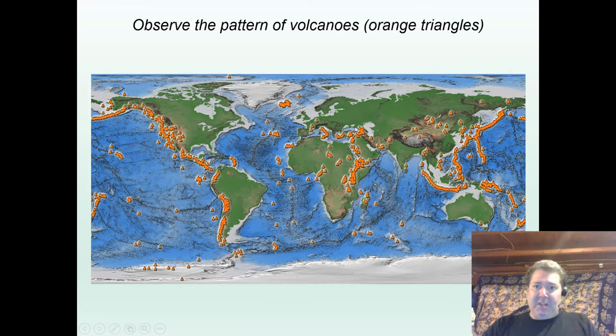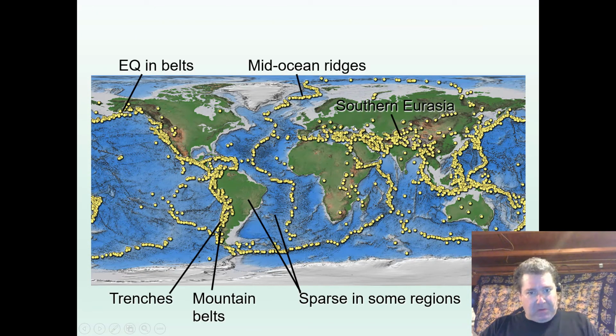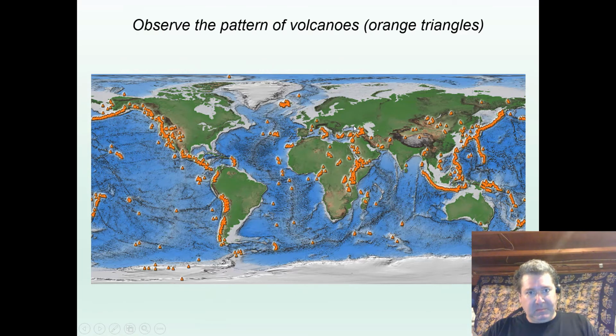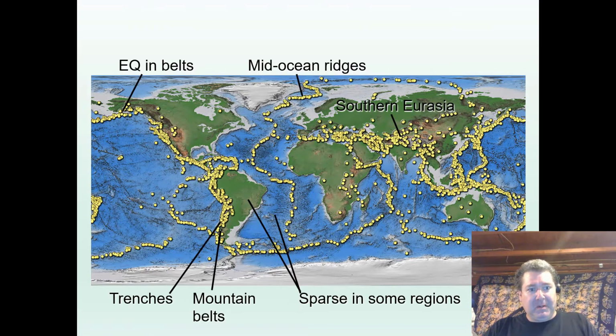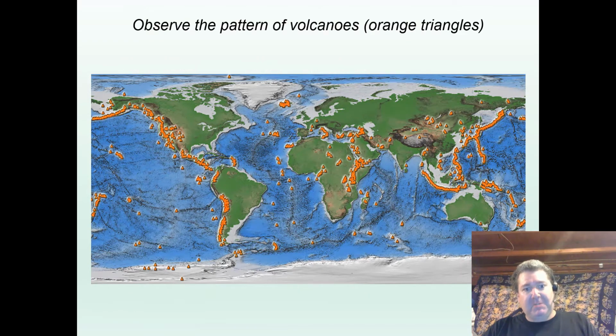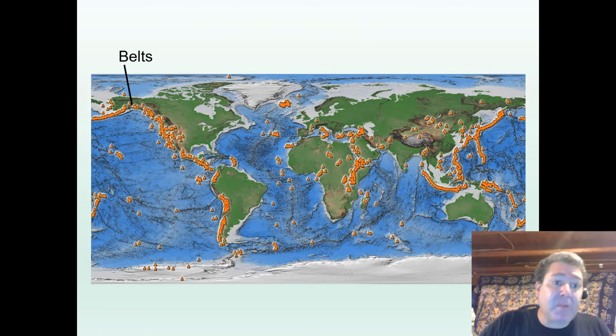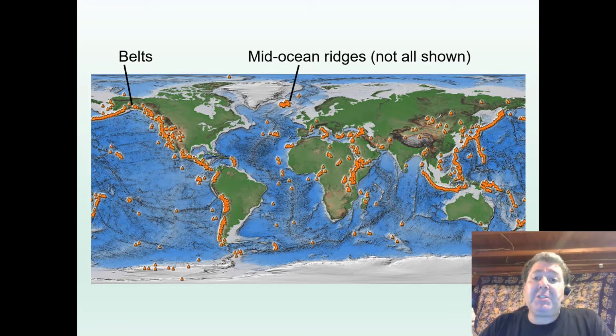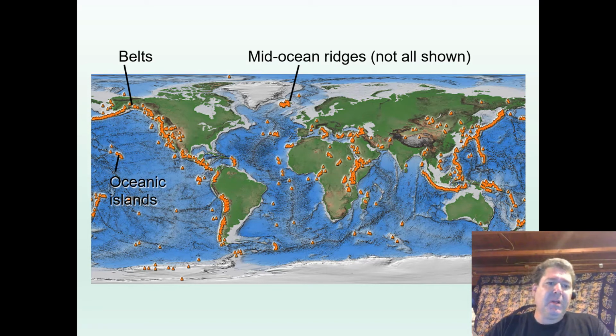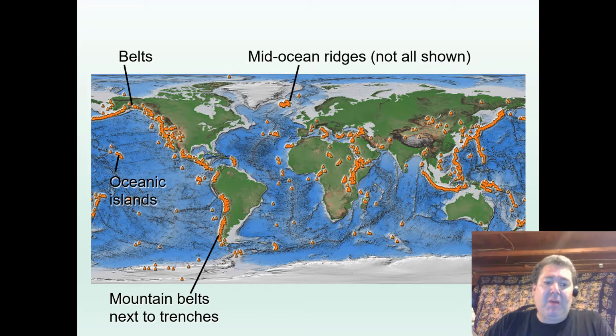Now let's check out these volcanoes. Wait a minute, earthquakes, volcanoes, earthquakes, volcanoes. Are you getting the idea? They might be related somehow. Well, let's take a look. Earthquakes and volcanoes in belts: our Aleutian Islands, those are volcanic islands. Mid-ocean ridges, not all of these are shown, but we do have lots of volcanic activity along mid-ocean ridges. In islands, like Hawaii. Mountain belts next to these trenches.